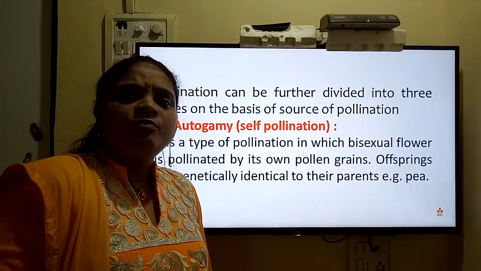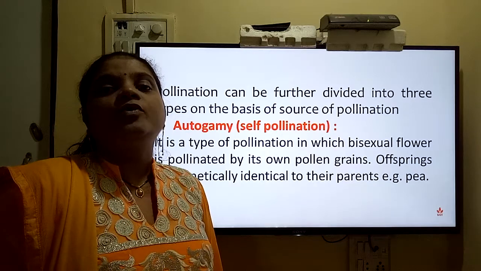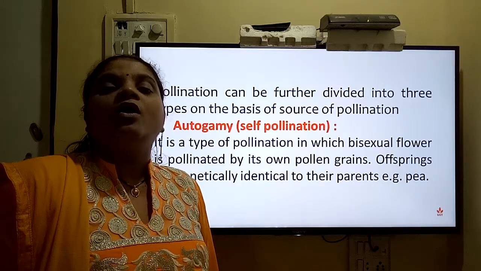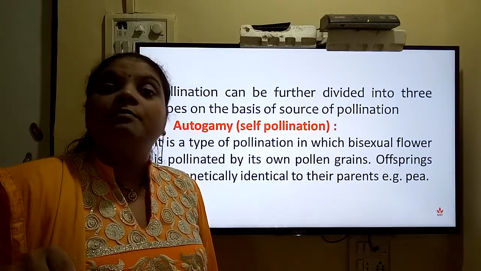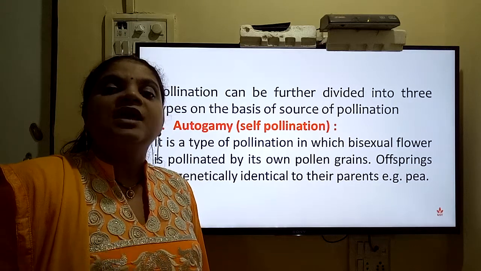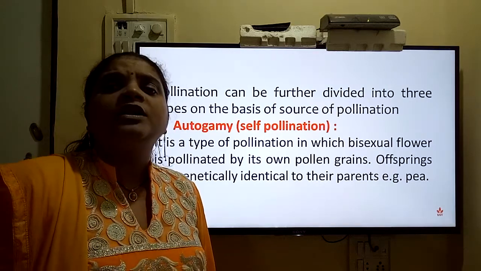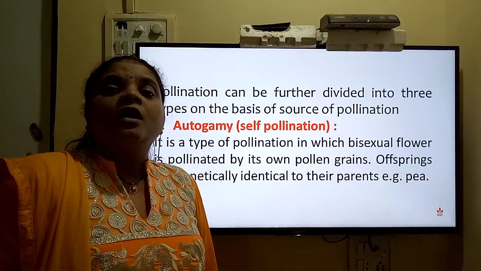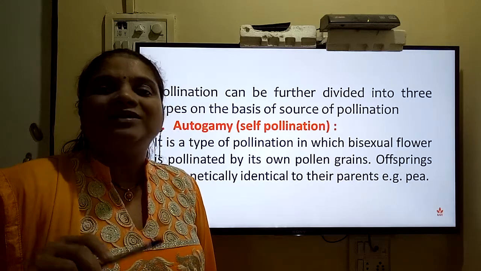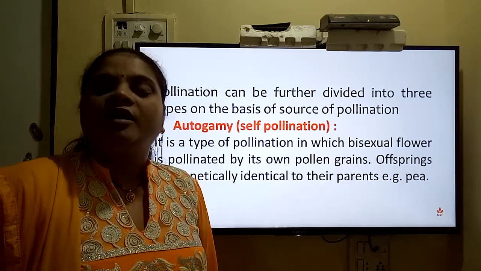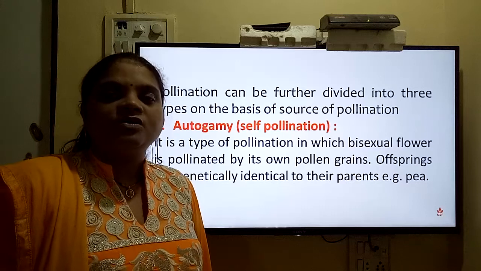So there is self-pollination and cross-pollination. Self-pollination means transfer of pollen grains of the anther to the stigma of the same flower, or a different flower but on the same plant. That is called self-pollination. Self-pollination can also be called selfing or inbreeding. Now cross-pollination is exactly opposite: transfer of pollen grains of one flower to the stigma of another flower on a different plant, but of the same species. So that is cross-pollination.